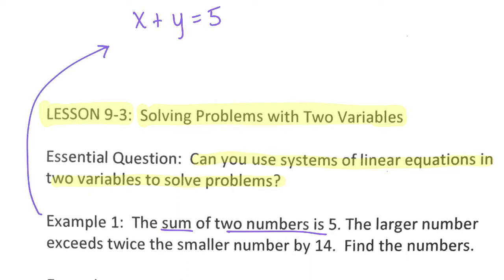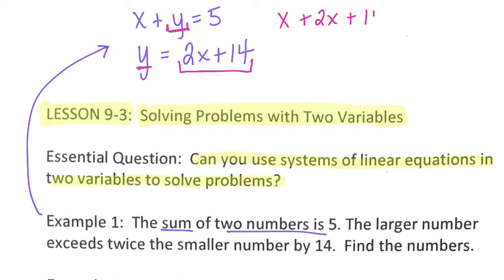The larger number exceeds twice the smaller number by 14. So I know the larger number, I could call that x or y, I'll call that y. It exceeds twice the smaller number by 14. Well, how nice, it's already solved for us. And remember, this is what y is equal to. So I'm going to replace this y with 2x plus 14 equals 5.